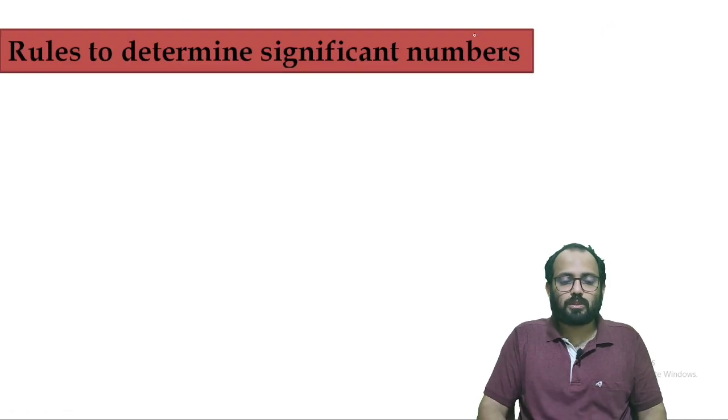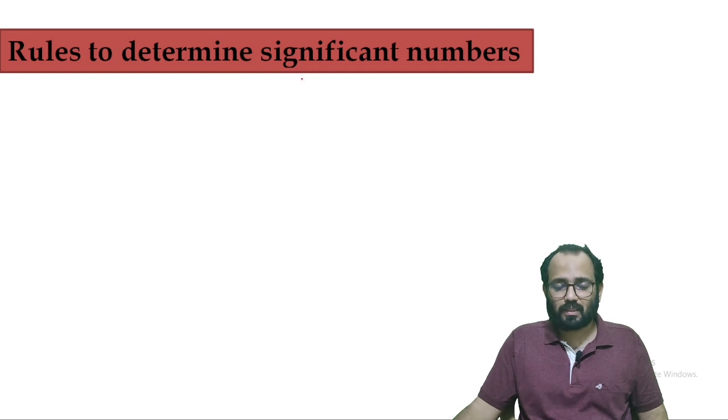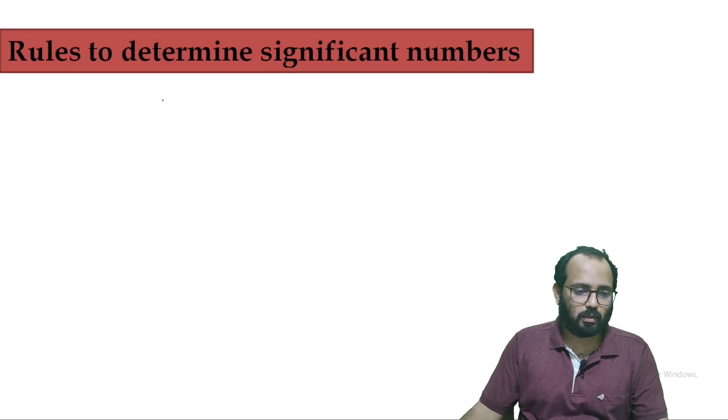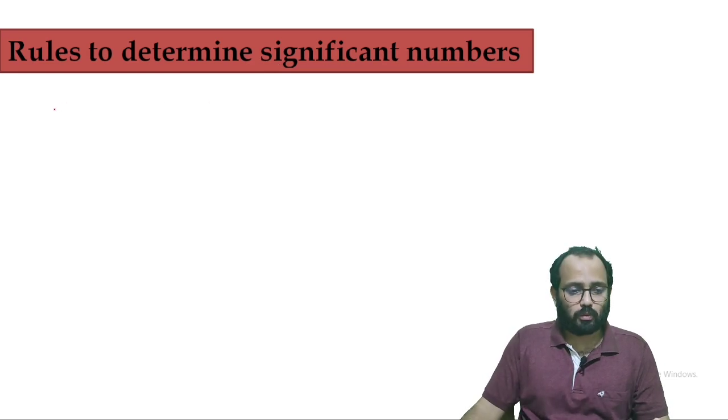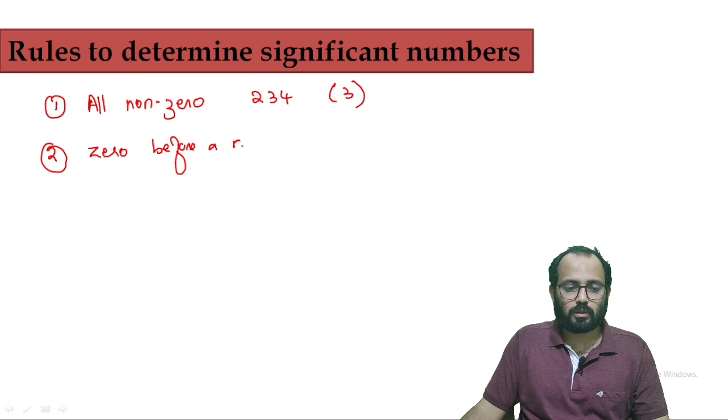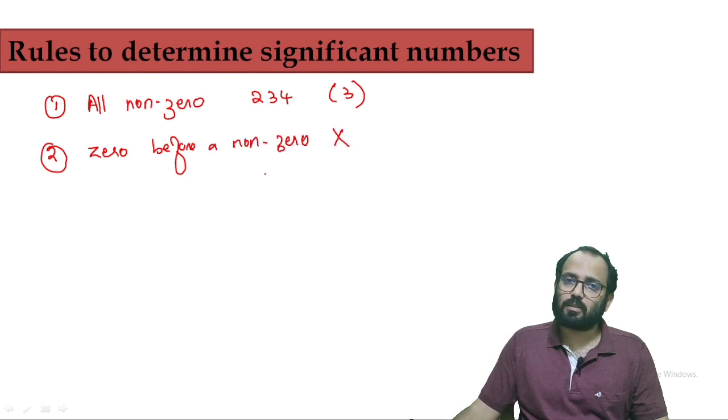Let's find out the rules to determine the significant figures. What are the rules? Okay, all non-zero digits are significant. Let's say 2, 3, 4. How many significant figures did you get? 3 significant figures. Zero before a non-zero is not significant.